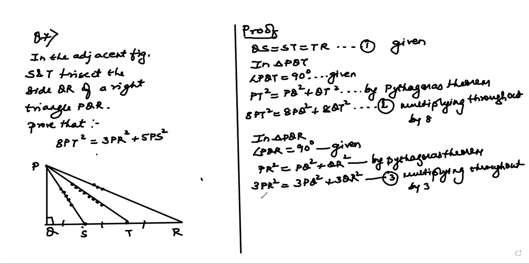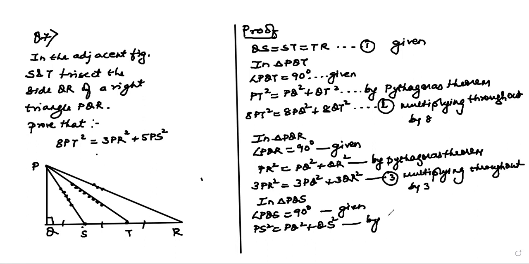So in triangle PQS, angle PQS equals 90 degrees, given to me. Okay, so naturally, what will it be, children? Therefore, PS square equals PQ square plus QS square by Pythagoras theorem.